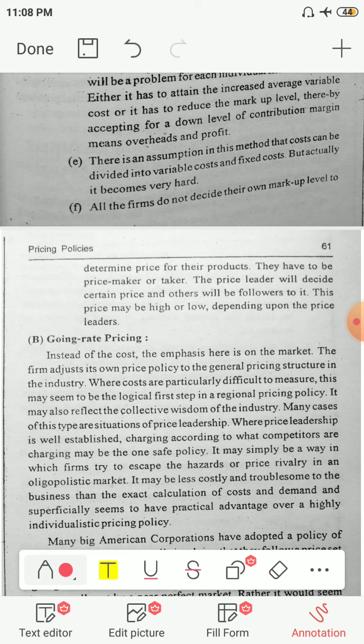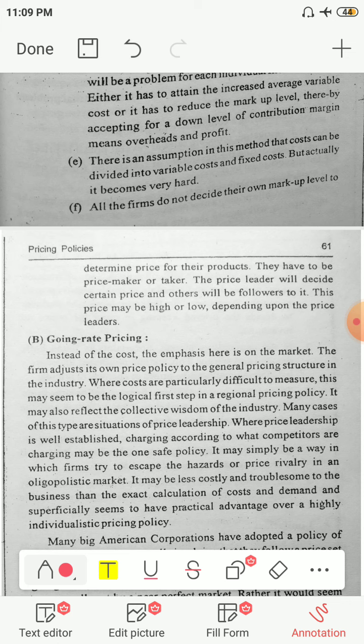Then the next disadvantage is that all firms do not decide their own markup level to determine the price for their product. They have to be price makers or takers. The price leader will decide a certain price and others will be followers. This price may be high or low depending upon the price of the leader. See, in most industries in the present market scenario, price is decided by the market leader. Now, who can be termed the market leader? A very efficient firm in a market. If the firm is very efficient, it is able to produce at the least possible cost, so it can charge the least possible price after including its profit.